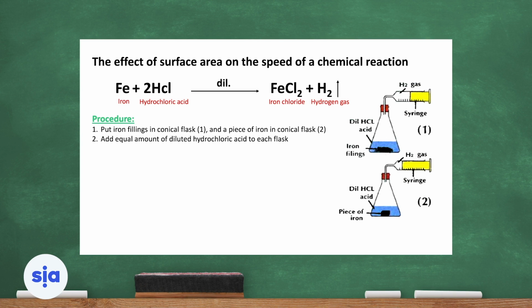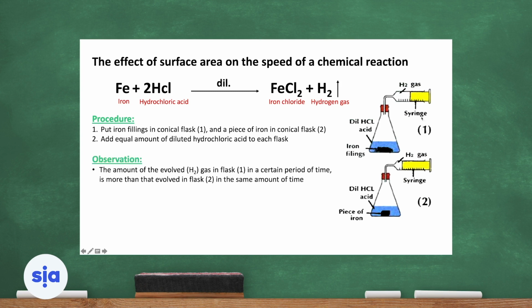And in flask number 2, it's just a piece of iron. We will add diluted hydrochloric acid to both flasks. What can you see? The observation: the amount of hydrogen evolved from flask 1 is more than that evolved from flask 2.